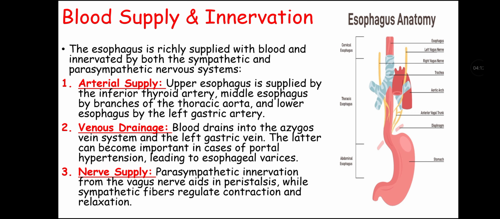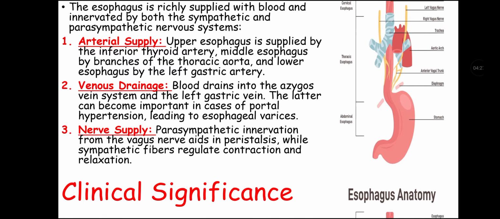The third is the nerve supply. Parasympathetic innervation from the vagus nerve aids in peristalsis, while the sympathetic fibers regulate contraction and relaxation of the esophagus.